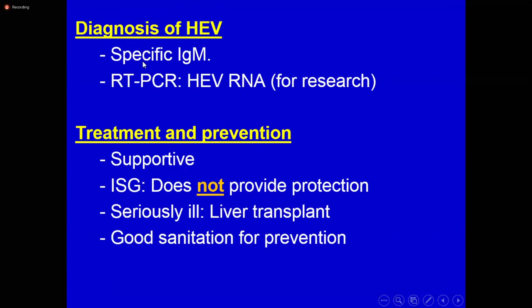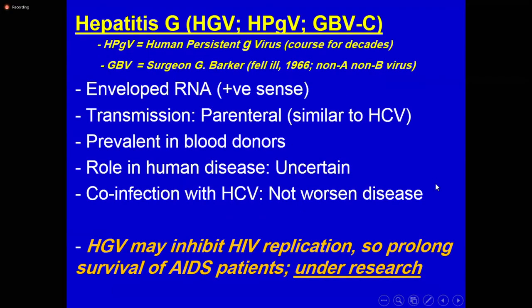Diagnosis: you look for IgM antibody for the acute infection. Real-time PCR can detect the hepatitis E RNA, but this is for research work, not for routine hospital work. What we give is supportive treatment. Immune serum globulin does not provide protection. The patient may need a liver transplant because it is very serious. And good sanitation and prevention.